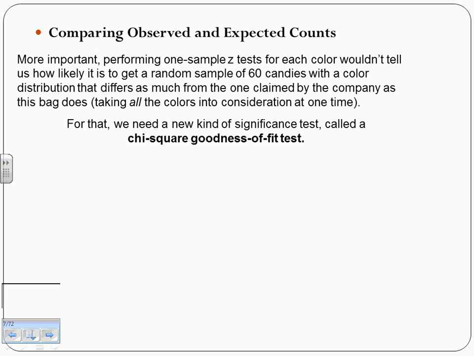More importantly, performing a one-sample z-test for each color wouldn't tell us how likely it is to get a random sample of 60 candies with a color distribution that differs as much from the one claimed by the company as this bag does. So it's taking all the colors into consideration at one time. For that, we're going to need a chi-squared goodness of fit test. Woo!